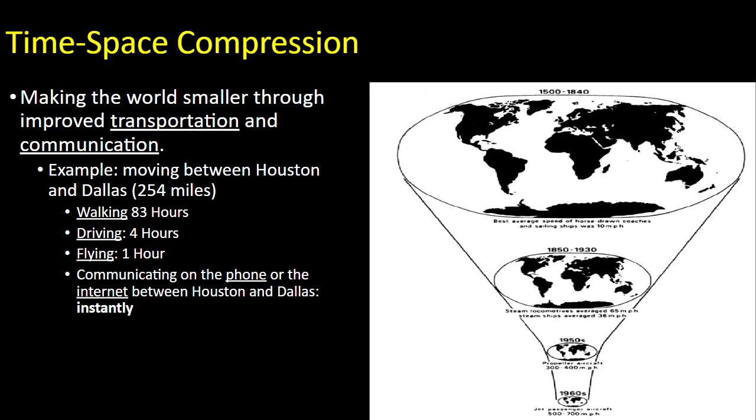An example that we give is, again, Houston and Dallas. 254 miles, which is in what location? That's going to be more absolute, right? Yes. That's relative distance. Good. It will take you 83 hours to walk it. That's without stopping to pee or sleep or eat, or you'll die. However, if you fly, due to technology, it takes you an hour.